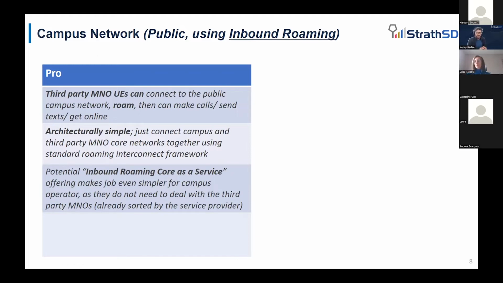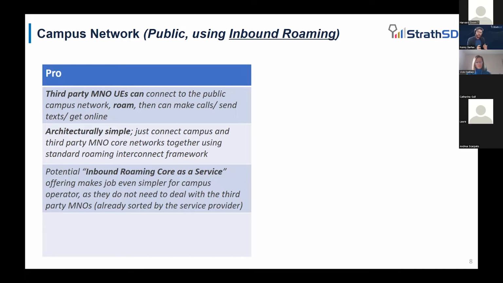So if we look at the pros and cons of this inbound roaming setup, third-party UEs can connect, they can roam, they can make calls, send text, get online. That's positive. Architecturally, it's pretty simple. You just connect your campus core network to third-party operator networks using the standard roaming interconnects. And there's a potential for a new service provider to be formed here, which is able to provide an inbound roaming core as a service.